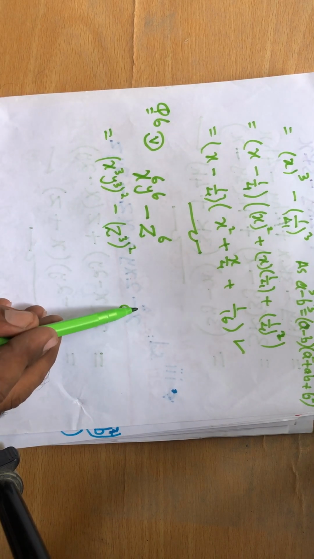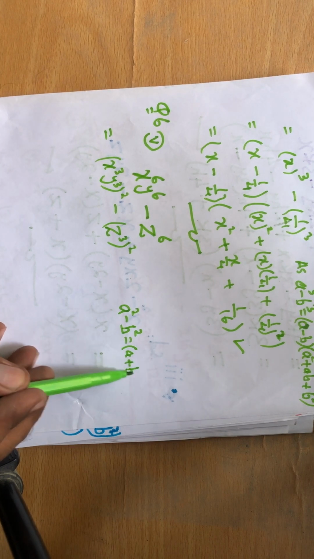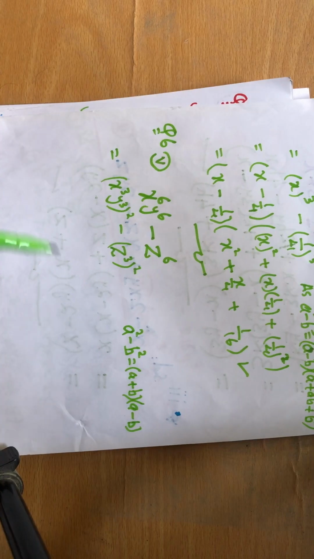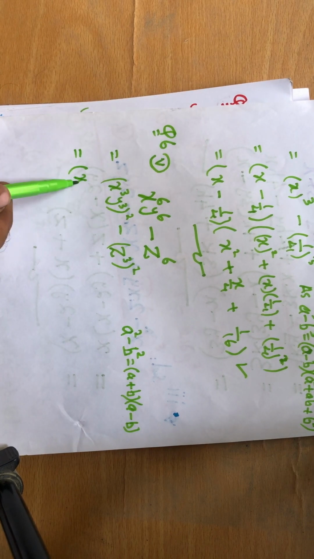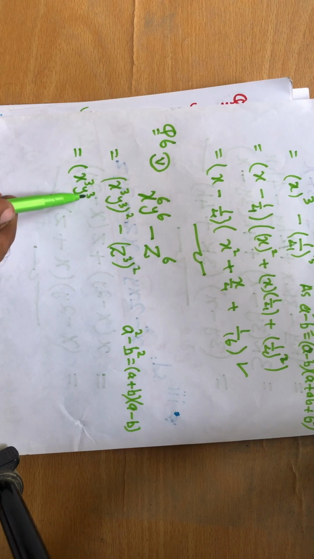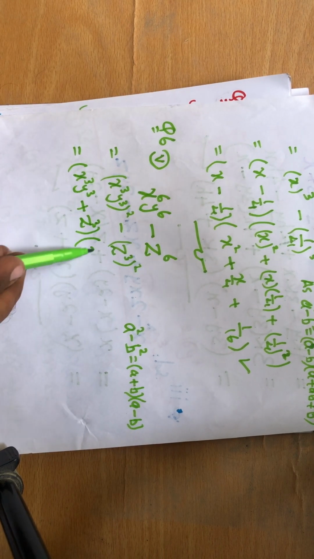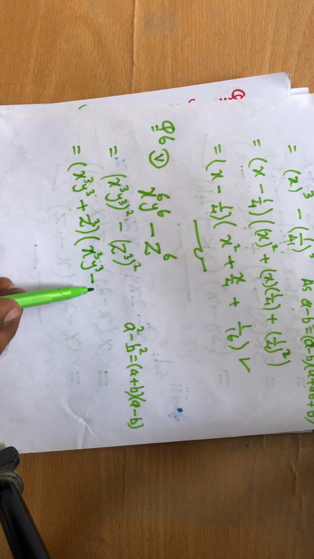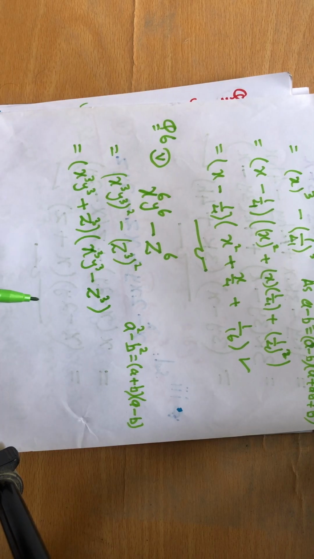We know that a square minus b square is equal to a plus b into a minus b. According to this formula we are going to expand the above expression, that is we can write a plus b, it means x cube y cube plus z cube, and a minus b, it means x cube y cube minus z cube. We have written the expression according to the formula.